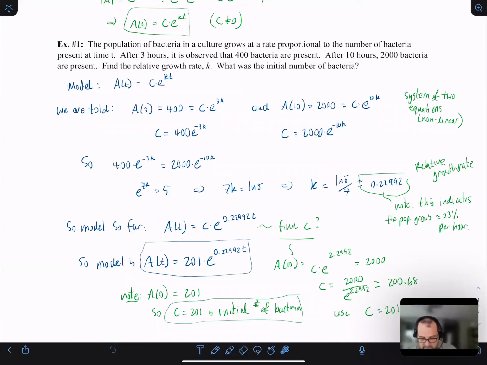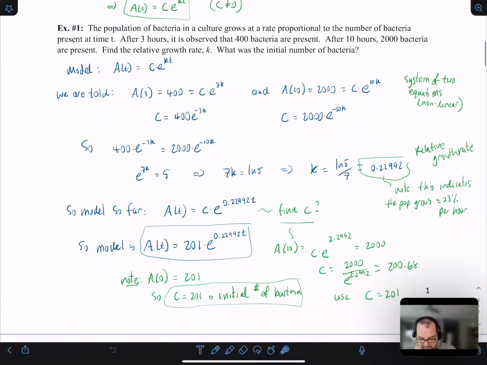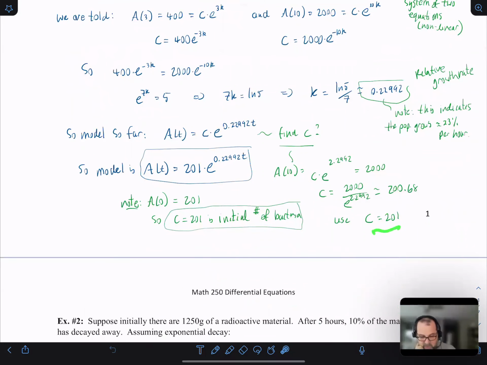So if we plug in that information, at least approximately, we get our model A of t equals C e to the 0.22992t. You can then find C by plugging in either point. By doing that, I get C to be 201. So basically, if C is 201, this is our model.